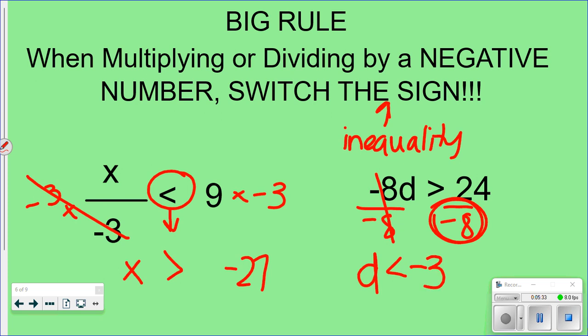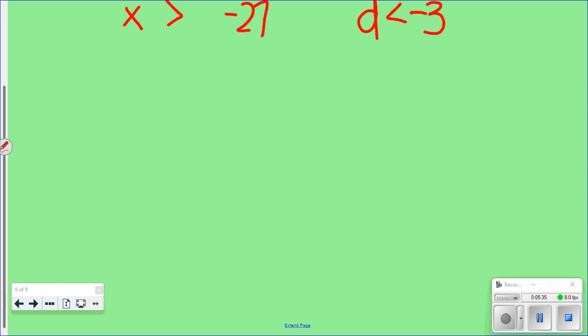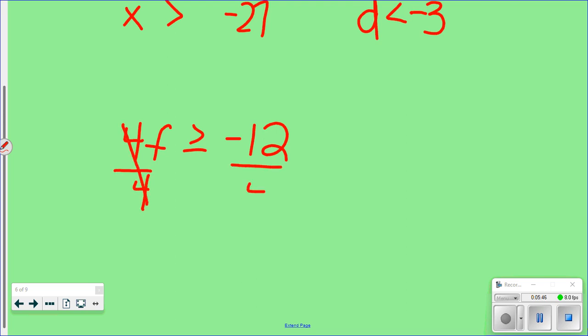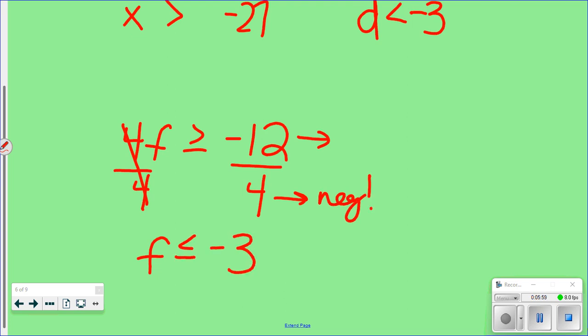Let me show you a time when you do not need to switch the inequality sign. If I was going to solve this, I would divide by 4. Notice my 4 is positive. I'm going to divide by 4. Notice how it's positive, then I don't have to switch the sign. Even if this is negative, I don't have to switch it. This bottom has to be the negative one to switch. So it'd be f is less than or equal to negative 3. So basically, if the number with the variable is negative, you have to switch the sign.